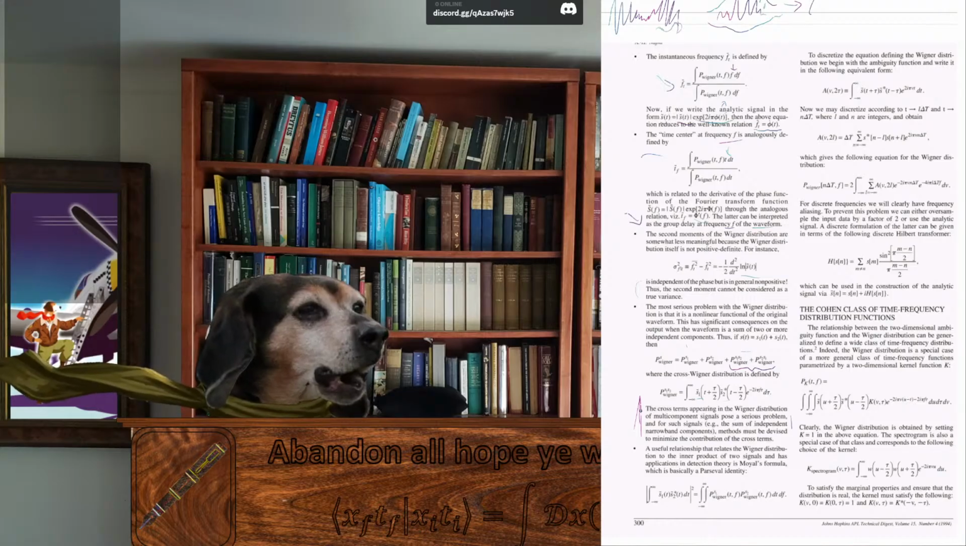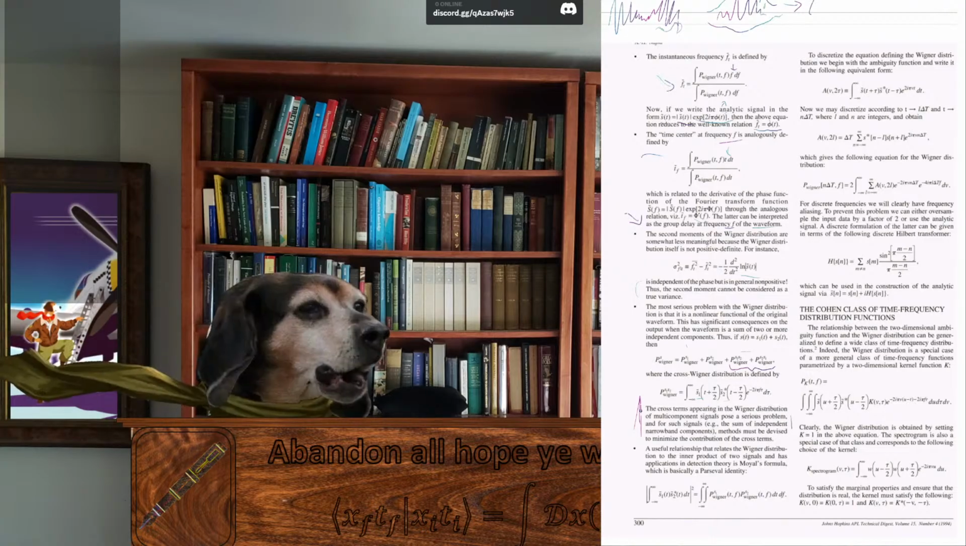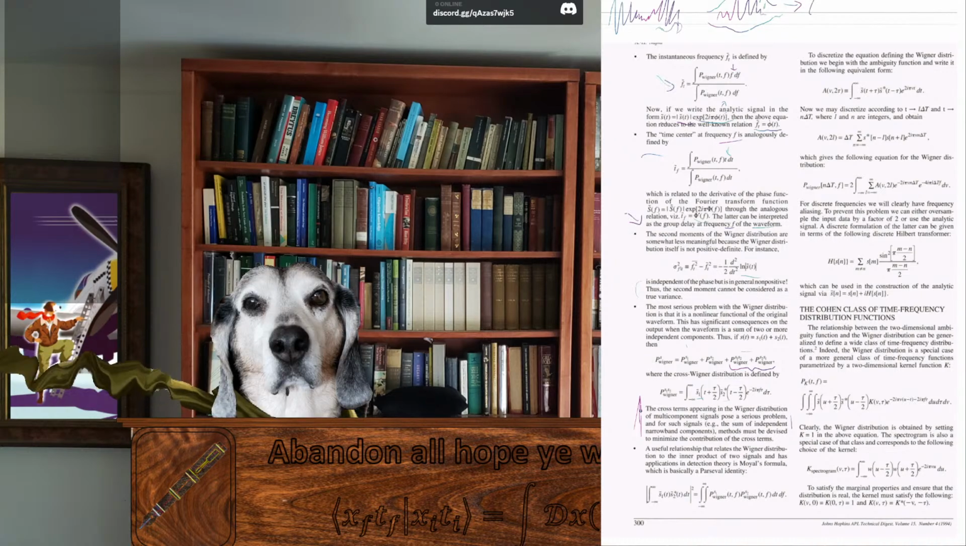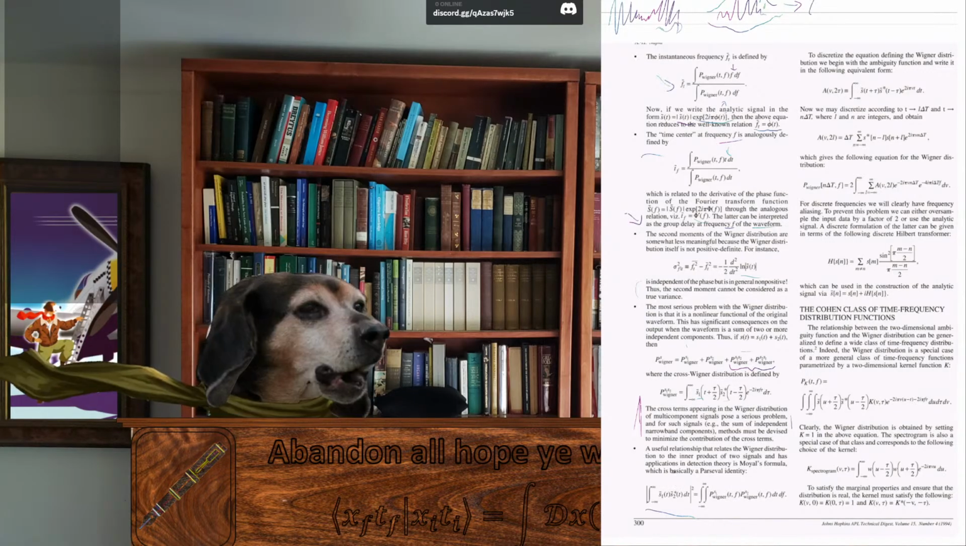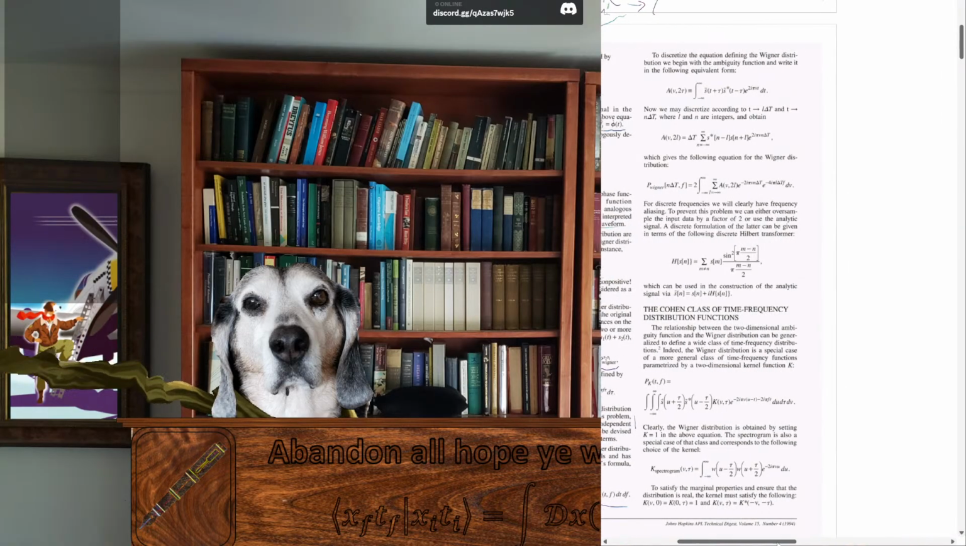A useful relationship that relates the Wigner distribution to a linear product of two signals, and has applications in detection theory, is Moyal's formula, which is basically a Parseval's identity. It's saying the magnitude of the integral of s1 tilde times s2 star tilde, squared, right? If we integrate that and square the absolute value, that is equal to the double integral over t and f of the two Wigner functions.